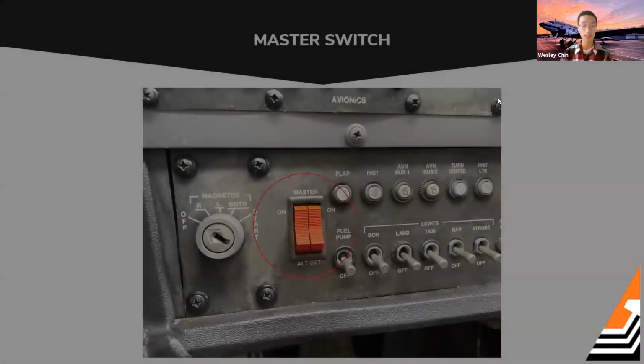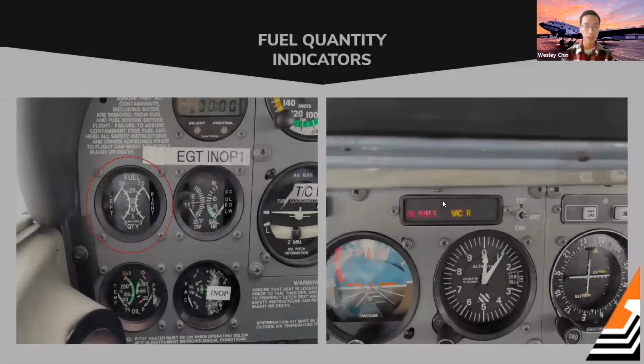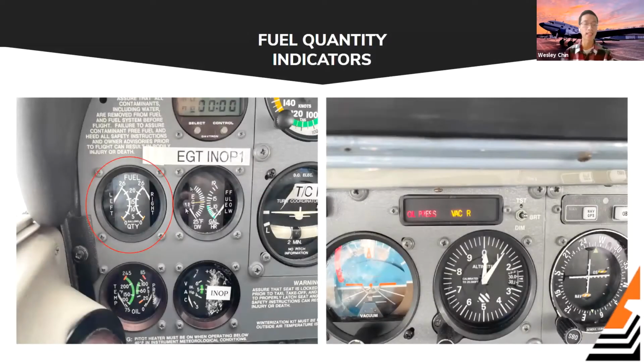The next thing we're going to do is get that master switch on. We're just going to check a couple of things here, right? Don't want to leave this on for too long. So the first thing we can look for are your fuel quantity indicators right over here. So the top left of these four are your fuel quantity indicators, and you just want to make sure that it's indicating some amount of fuel.